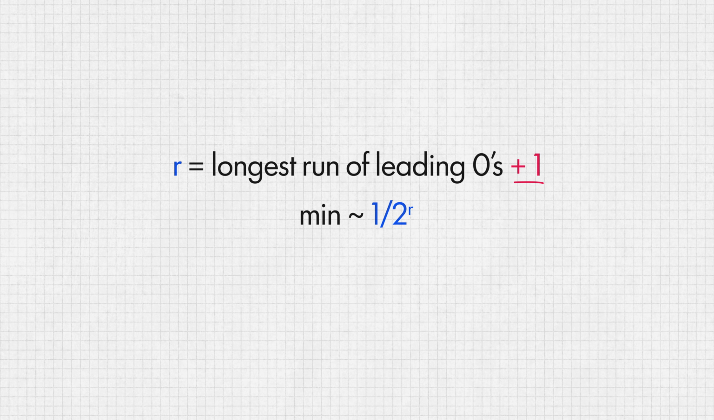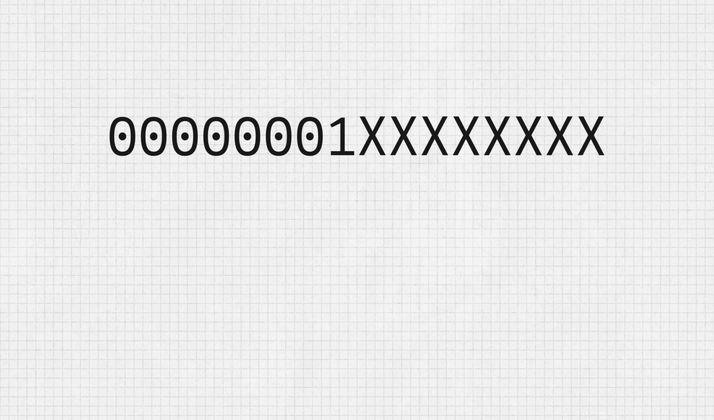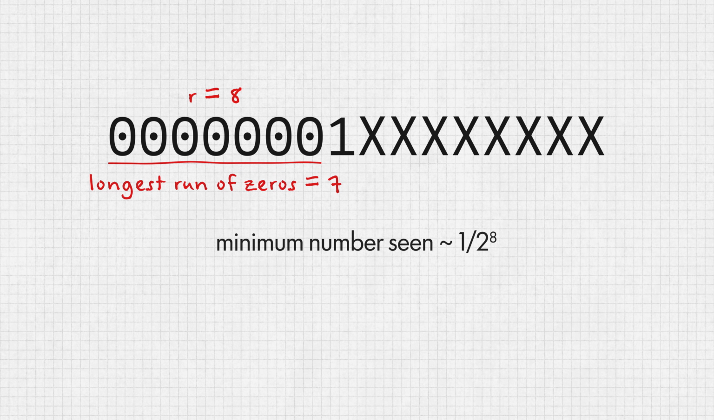And here's the cool part. Since our estimate for n was 1 divided by the minimum number, this means that we can roughly estimate n as 2 to the r. And this logic works no matter the length of the bit strings. For example, if we have a stream of 16 bit strings and the longest run of zeros we've seen so far is 7, then r is 8. The minimum number is about 1/2 to the 8. And our estimate for n, the number of distinct elements, is 2 to the 8.